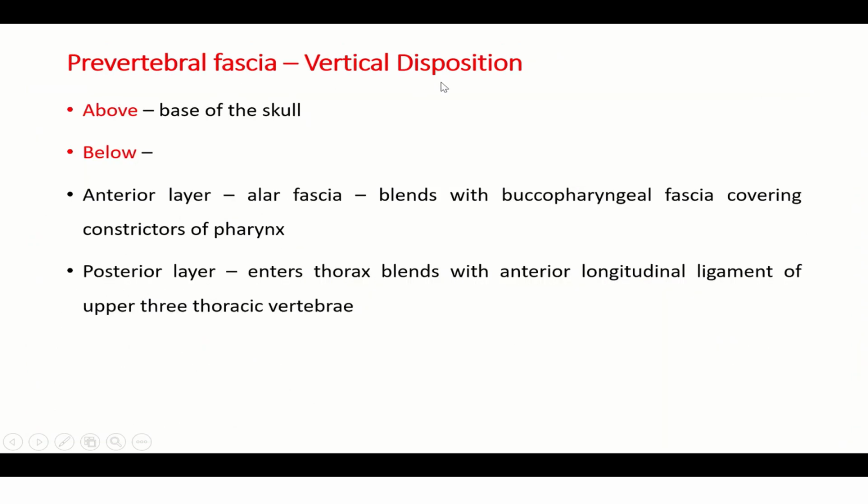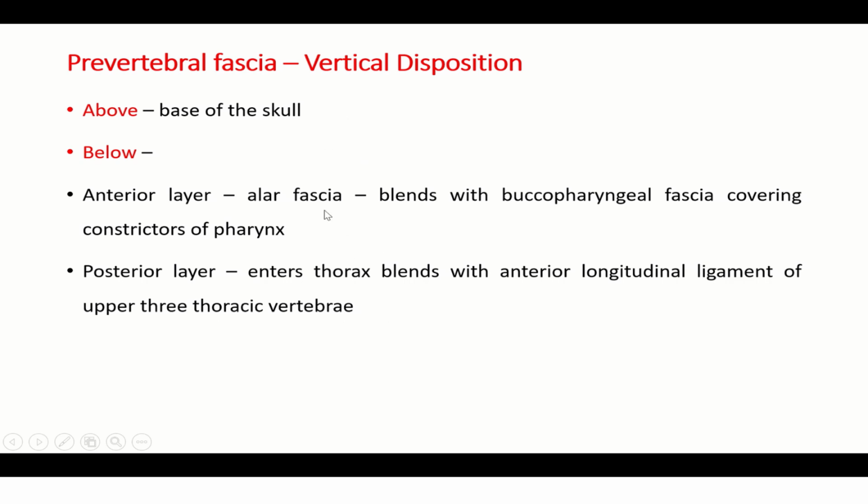So the prevertebral fascia, vertical disposition. Above it is attached to the base of the skull. Below, the anterior layer, otherwise called alar fascia, blends with the buccopharyngeal fascia, covering the constrictors of the pharynx. The posterior layer enters the thorax, blends with the anterior longitudinal ligament of the upper three thoracic vertebrae.